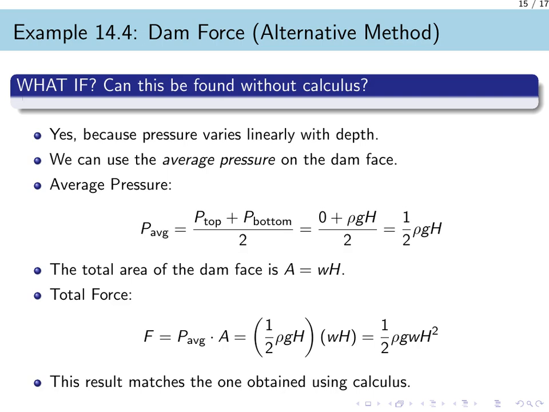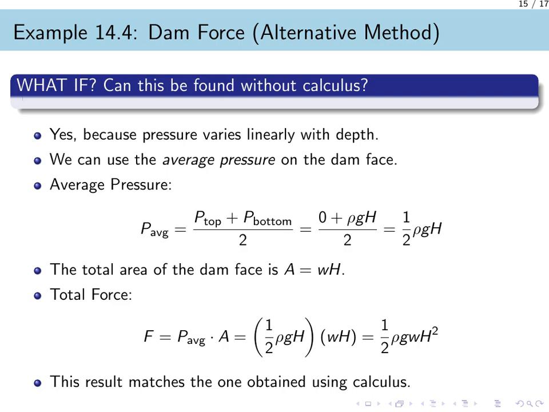The average pressure is simply the arithmetic average of the pressure at the top and the pressure at the bottom. The pressure at the top is 0, and at the bottom depth h, it is rho times g times h. Averaging these gives 1/2 rho gh.